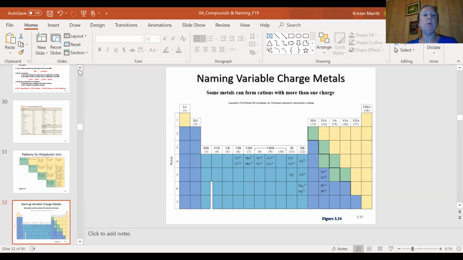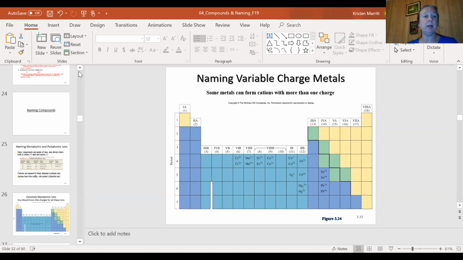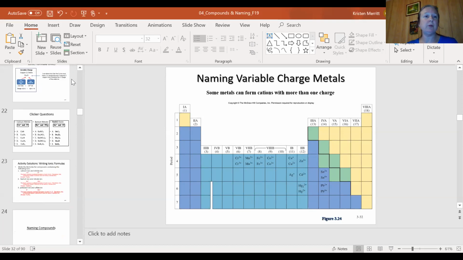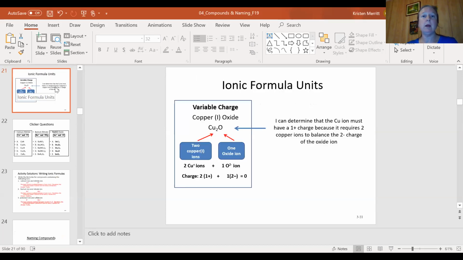So if you are told that copper is in complex with oxygen, how do you know how many coppers to put in there? You have to be told that it's either copper 1 or copper 2. Copper with the 1+ charge or copper with the 2+ charge. So you have to be told that, and we put it in the name.